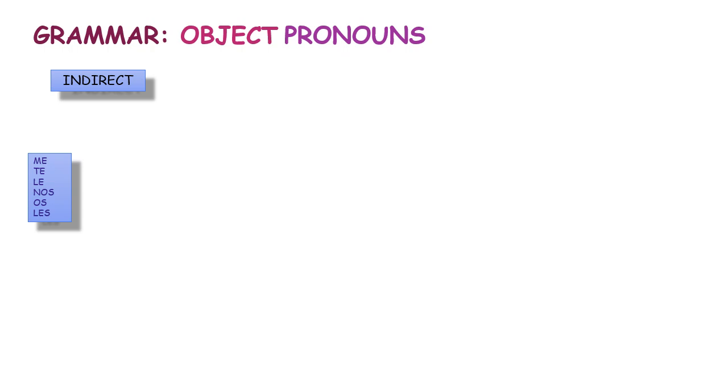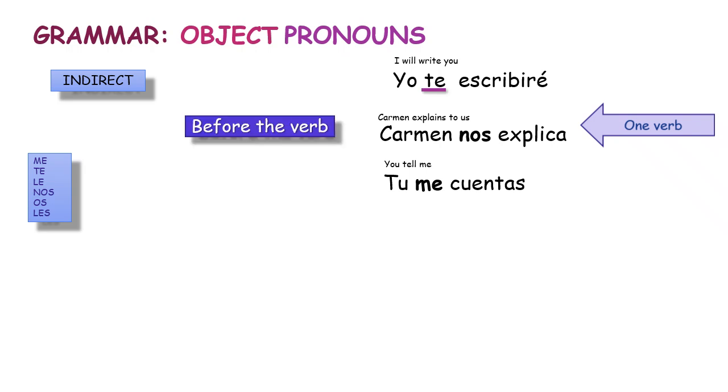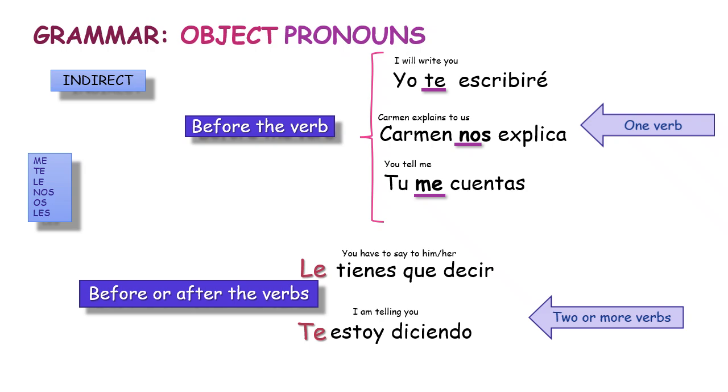As with the direct pronouns, if there's one verb, we have to place it before the verb. For example, I will write you, it would be "yo te escribiré", or Carmen explains to us, "Carmen nos explica", or you tell me, "tú me cuentas". However, if we have two verbs, as you know now, we can place it before the two verbs. "Tienes que decirle" o "le tienes que decir". Or for example, I'm telling you would be "te estoy diciendo" o "estoy diciéndote".